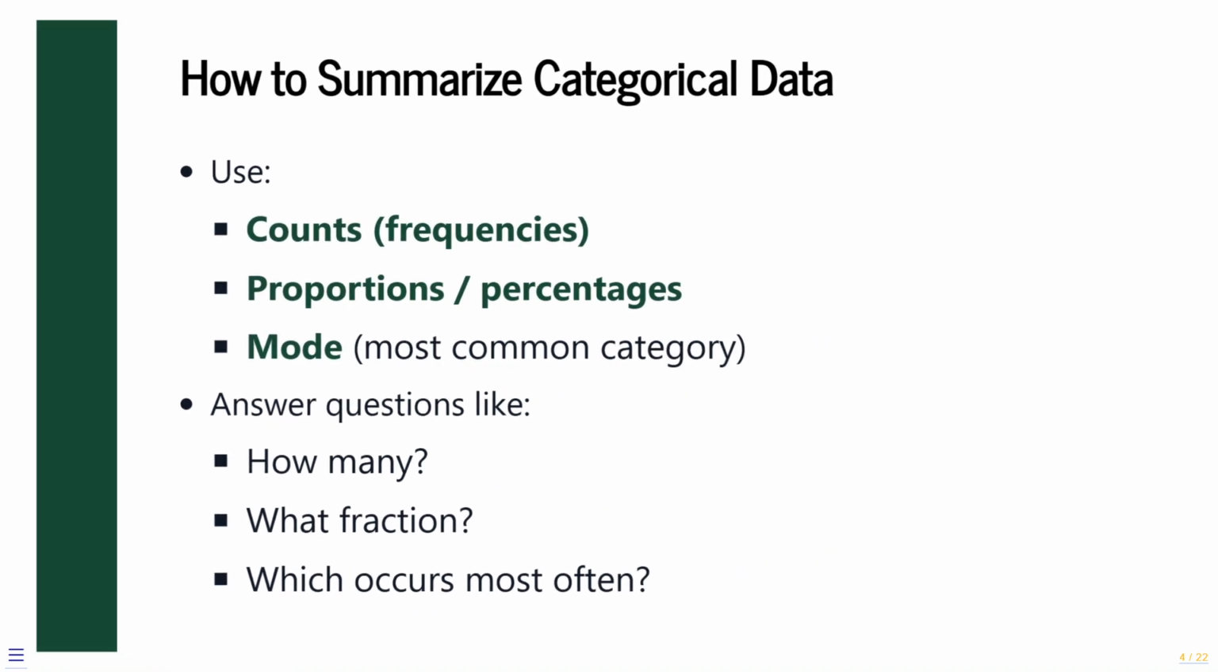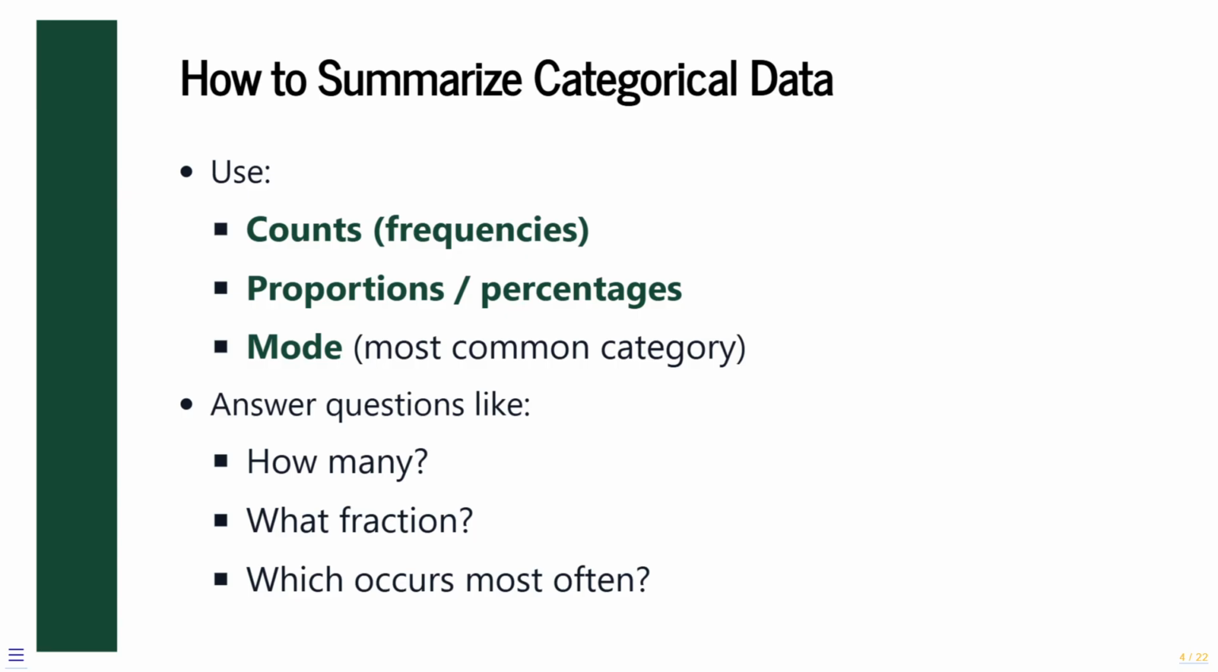Instead of means and standard deviations, categorical variables should be summarized using counts, proportions, and the mode. Counts tell us how many observations fall into each category. Proportions or percentages tell us what fraction of the total each category represents. And the mode tells us which category occurs most frequently.